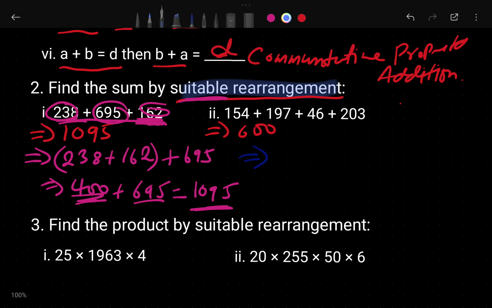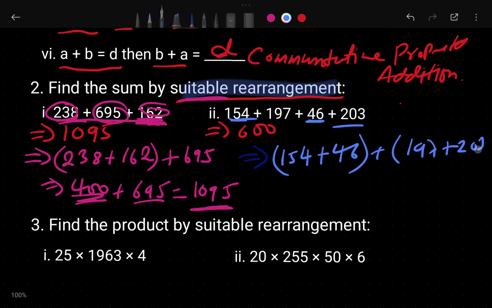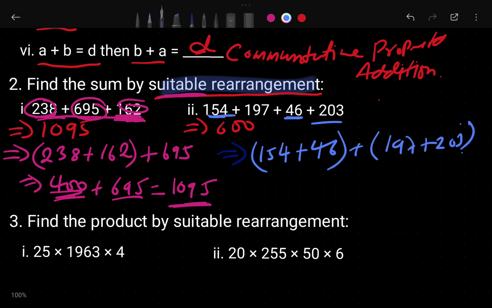Okay, in this one, what will happen? This is given 154, so let's add 154 and 46. Just put it in a bracket and then add. Here also 197 plus 203. So 154 plus 46 is going to be 200. Then 200 plus 197 plus 203, that is 200 plus 200, that is going to be 400. So directly it is 600.